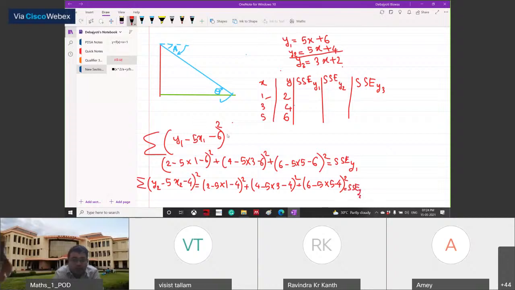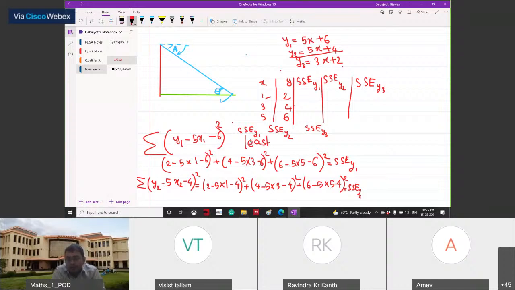So you calculate your SSE this way: SSE for y1, SSE for y2, SSE for y3. And you calculate which one of them is least. That is your least error value, least error equation. So that equation is the best fitting line among the three. That is how you calculate the best fitting line once you get a set of points.